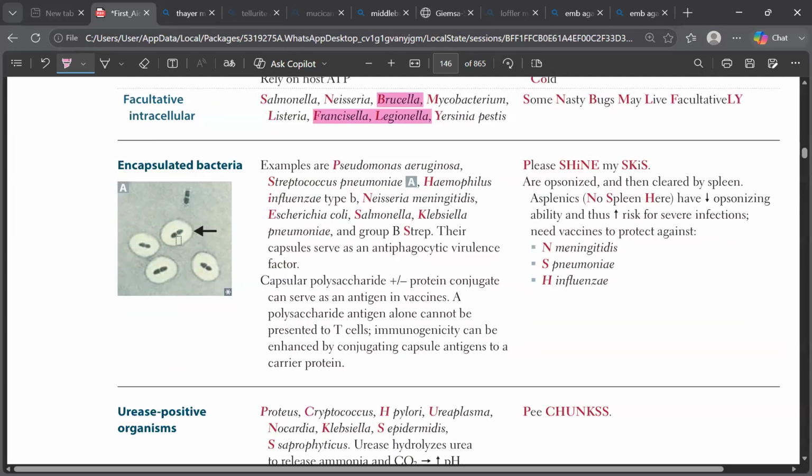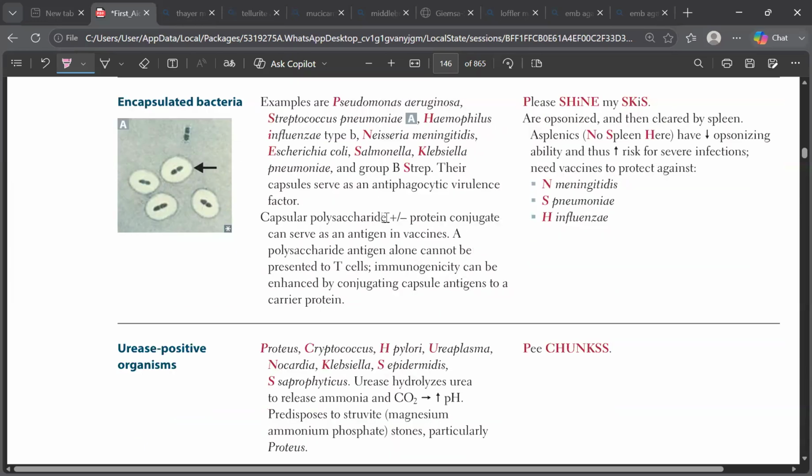Then we have encapsulated bacteria. The examples are Pseudomonas aeruginosa. We've done these. I've done these somewhere before because I remember these signs. They're covered by a capsule: Pseudomonas aeruginosa, Streptococcus pneumoniae, Haemophilus influenzae type B, Neisseria meningitidis, Escherichia coli, Salmonella, Klebsiella, and group B strep. The capsules serve as an anti-phagocytic virulence factor. The capsule polysaccharides, with or without protein conjugate, can serve as an antigen in vaccines.